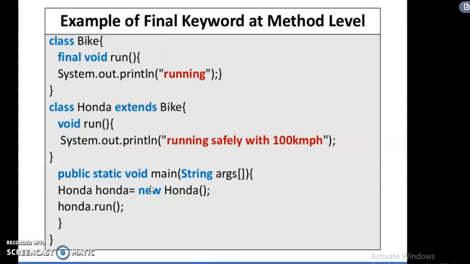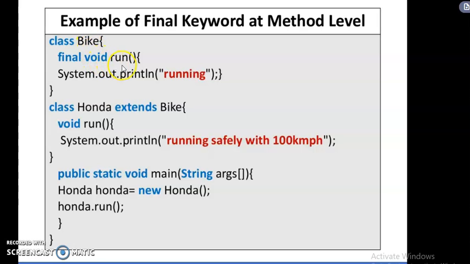So example of the final keyword at method level, here the class name is Bike. Within that class, a method run is declared. The method is declared as a final method, so this method run can't be overridden by its child classes. Here the class name is Honda. It extends the base class Bike.